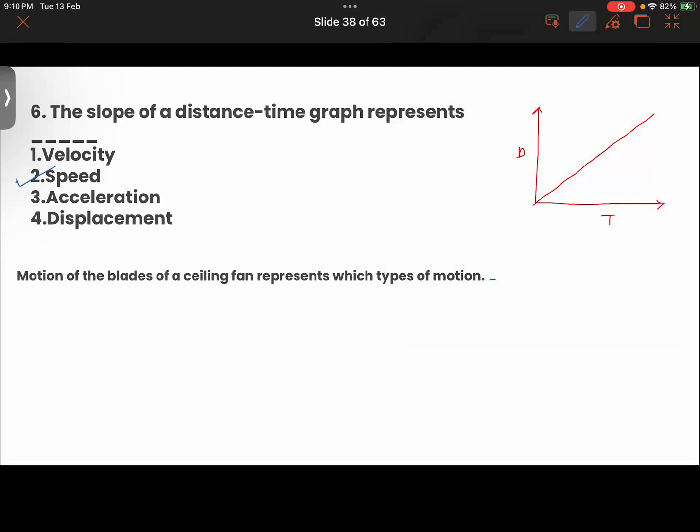Sundus, answer the next question. Motion of the blades of a ceiling fan. What type of motion does it represent? Basically, we can't say it to be oscillatory motion, because in oscillatory motion the body does a to and fro motion: forward, backward, forward, backward. So that is an example of oscillatory motion. The blades show circular motion. Circular motion. Good.